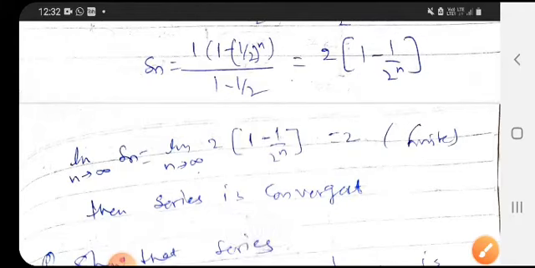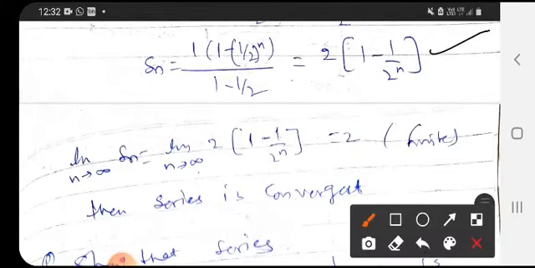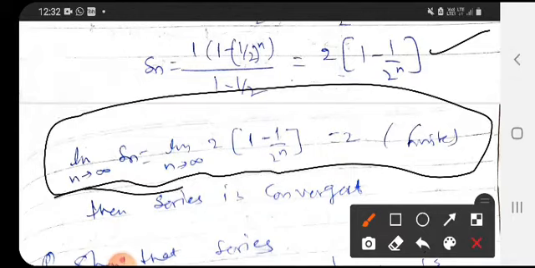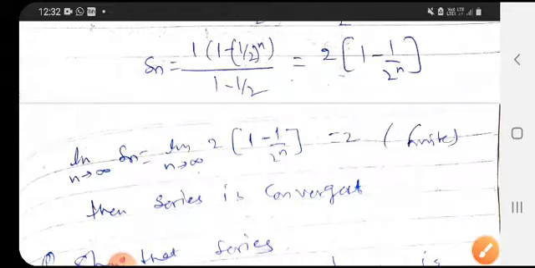We simplify, and we get the limit n tending to infinity of Sn. We get 2. This is a finite quantity, that's why the series is convergent.